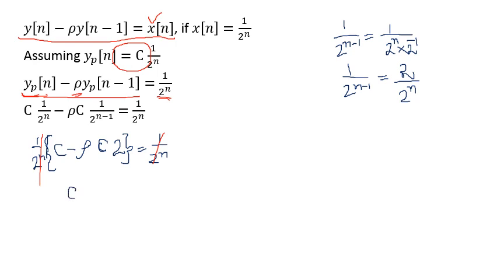So cancelling the 2, this cancels with this one, so that means we are left with, if I take c common again, I am left with 1 minus rho, and this is equal to 1, so that means c equals to 1 over 1 minus rho.